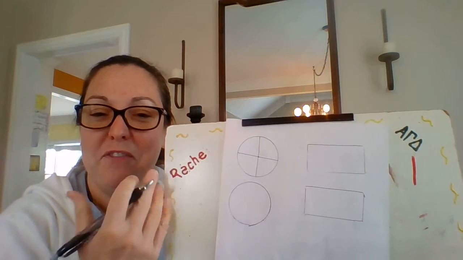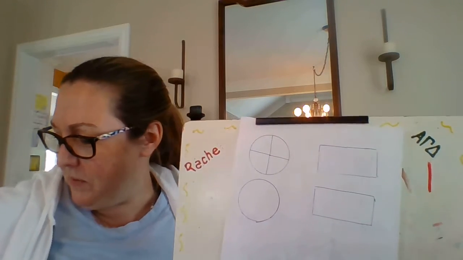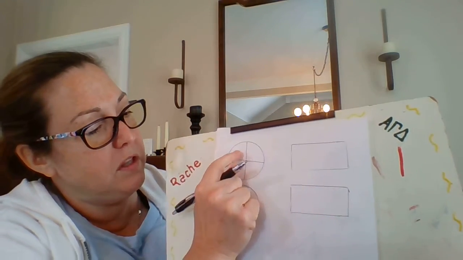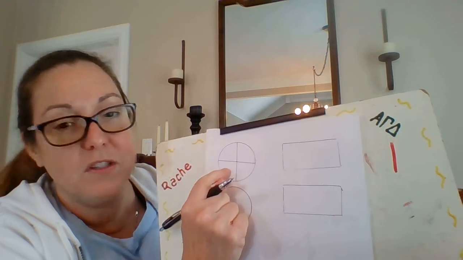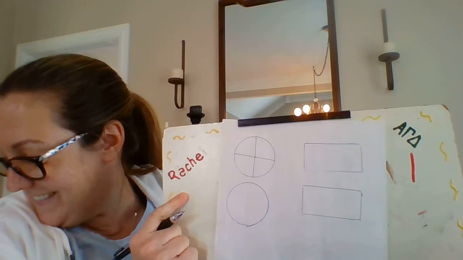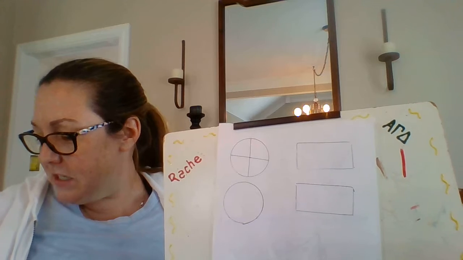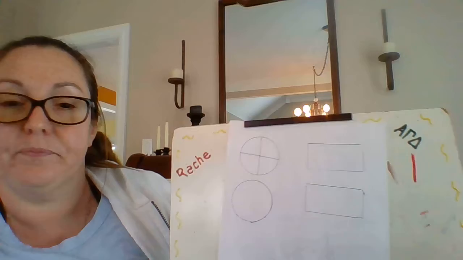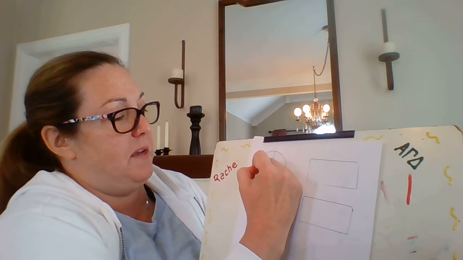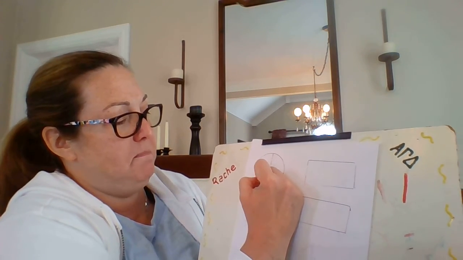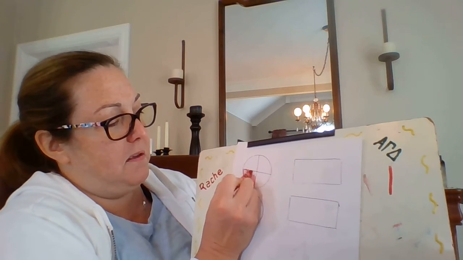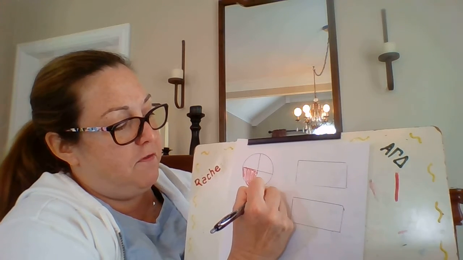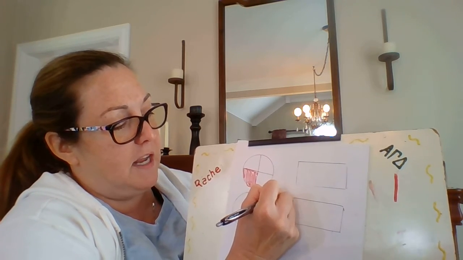It's kind of starting to remind me of food, like a pie or a pizza or something. And so we would count these fourths: 1/4, 2/4, 3/4, 4/4. So let's go ahead and shade in 1/4. And it doesn't matter which piece, just shade in one of them. And I'm going to write next to it 1/4, F-O-U-R-T-H.